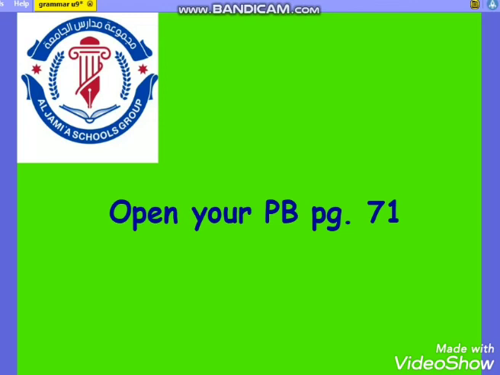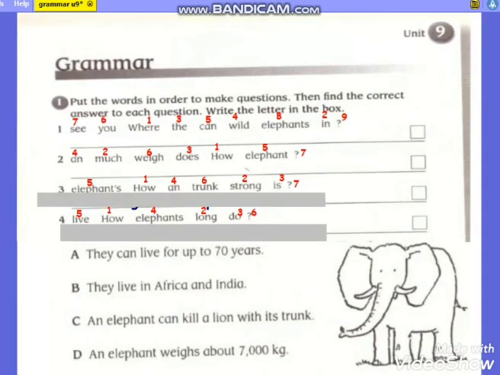So open your book please on page number 71. Exercise number 1. Put the words in order to make questions. Then find the correct answer to each question. Write the letter in the box.